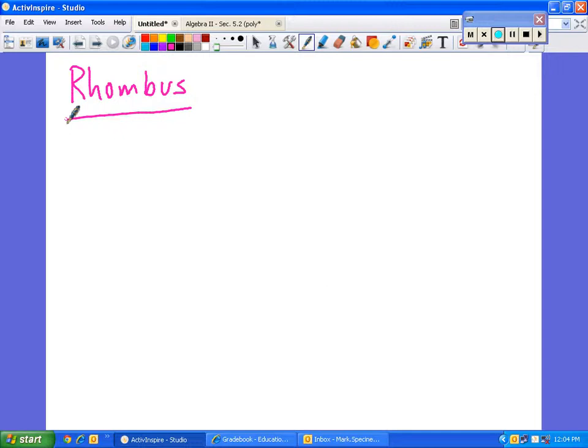So this is also supposed to go in your mini book. Yeah, next page is rhombus. So rhombus is what we made in the bell work today. A rhombus is a parallelogram.